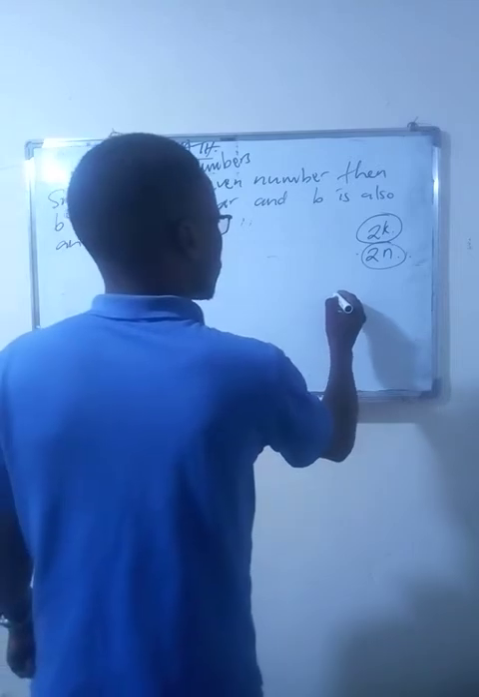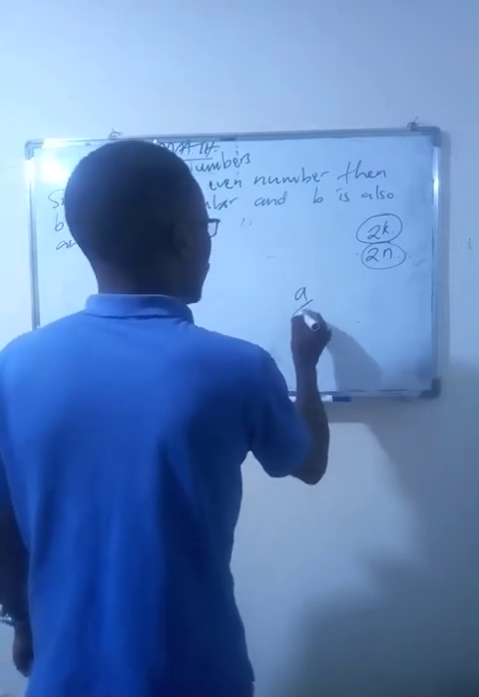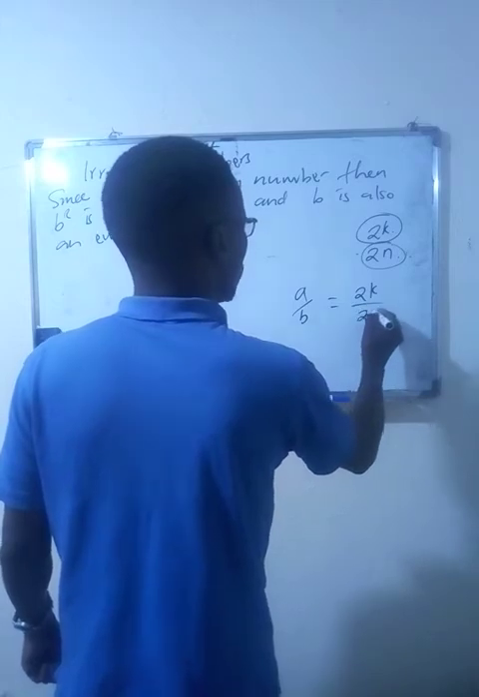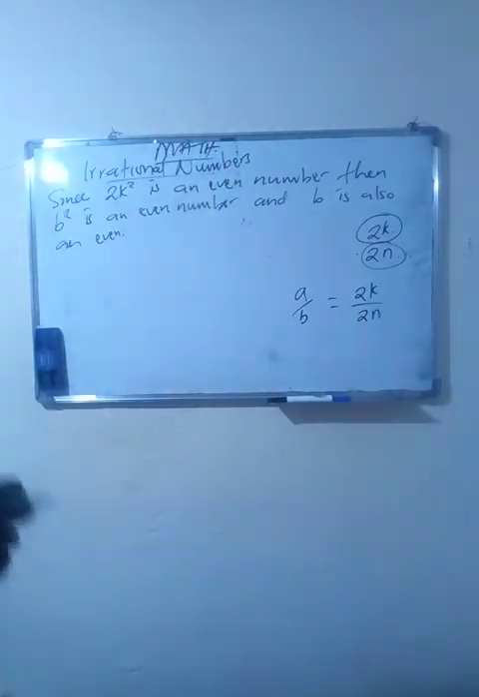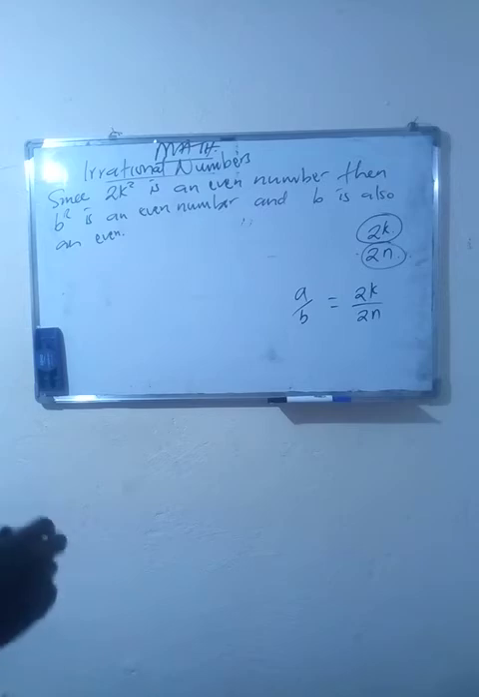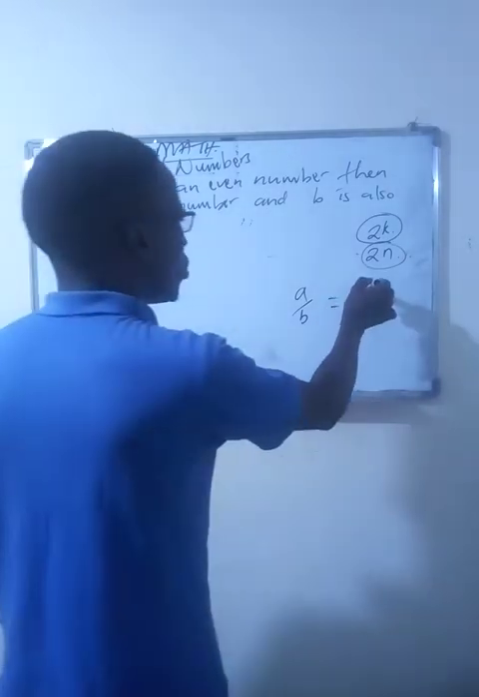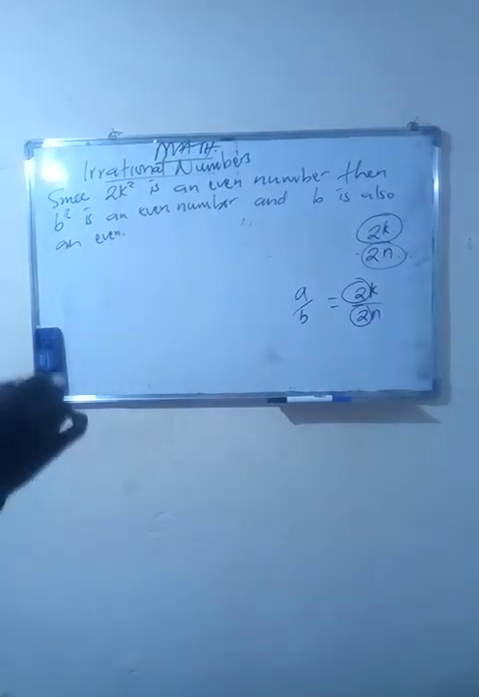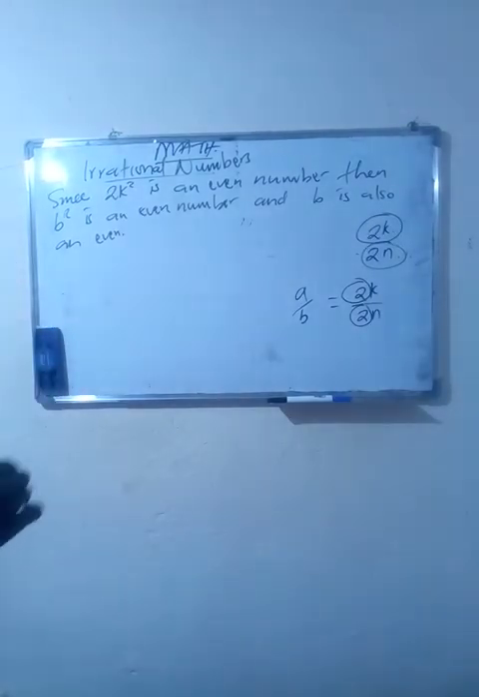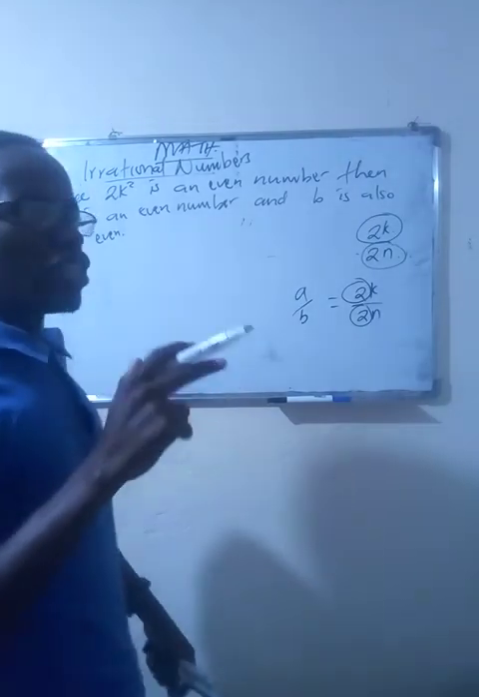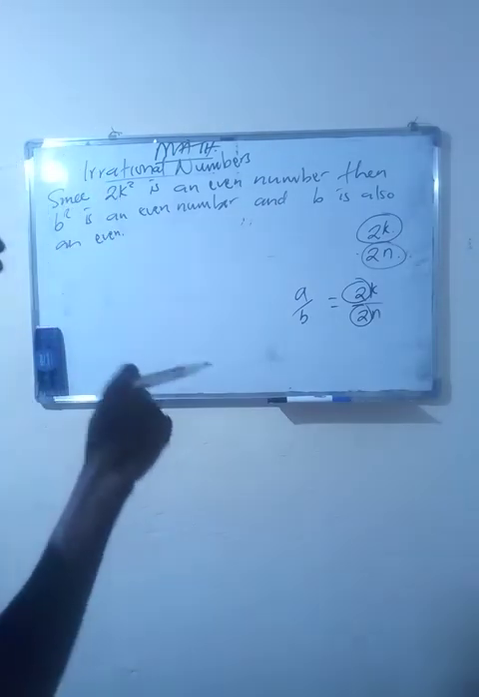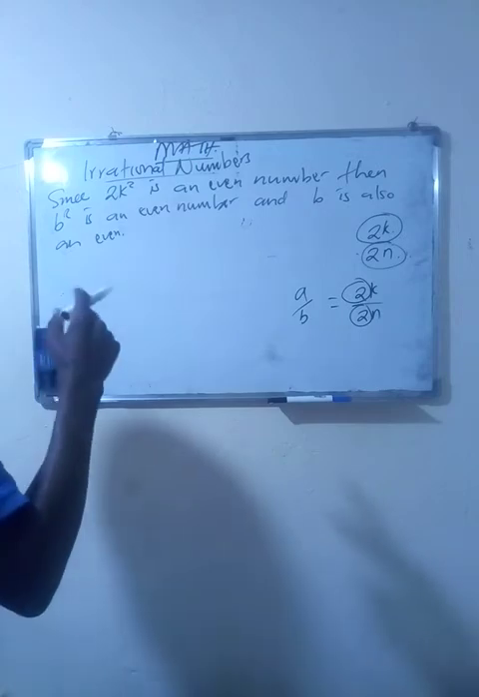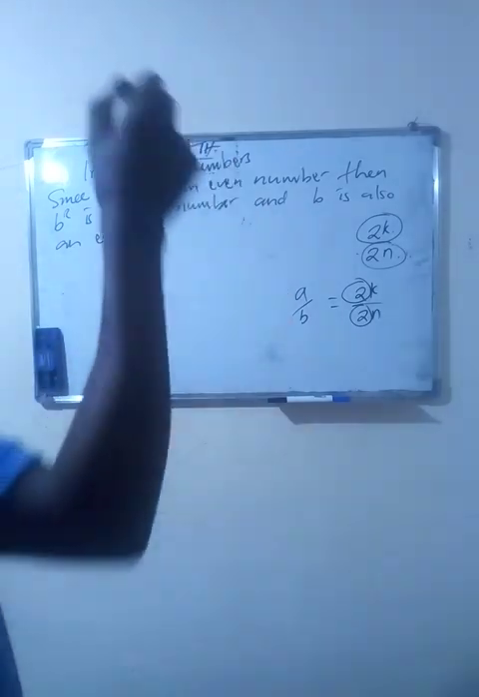So we can see that there is a common factor between those. If we say a over b, then this is going to be 2k divided by 2n, isn't it? And those two numbers a and b are then having a common factor. We can see that a 2 there is a common factor, isn't it? So if two numbers are even numbers, it means that they have a common factor of what? Of 2. Now remember our definition.